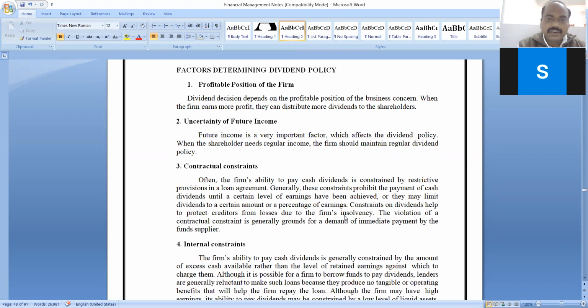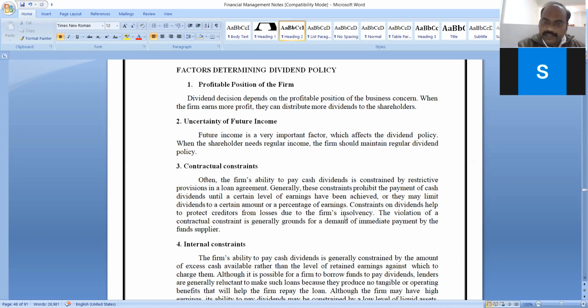Next is uncertainty of future income, because we don't know what happens tomorrow. Since it is uncertain, we cannot decide what the dividend policy can be tomorrow. Future income is a very important factor which affects the dividend policy, and since shareholders need regular income, the firm should maintain a regular dividend policy. Then only can the firm survive, and investors will have hope, and it will be a positive sign to the company also. The next one is contractual constraints.